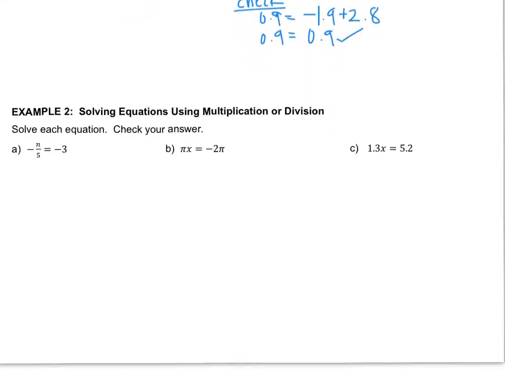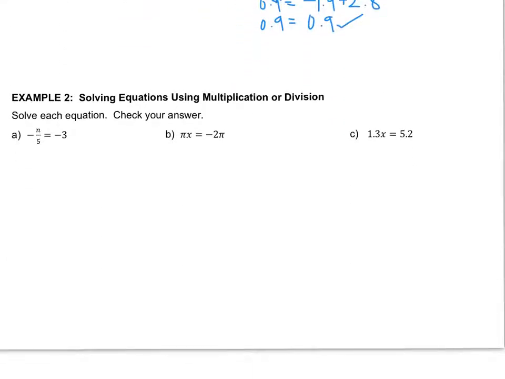Now, example 2 is very similar, but we're using multiplication or division. So again, you say to yourself, self, what operation do I have? Well, if we're looking at letter A, the operation that I have is division. This is just a negative sign. It just represents a negative number. It's not an operation. It's not subtraction because there's nothing in front of it. So it's just a regular old negative sign. But the operation here is this fraction bar, which represents division. So you say, what is the opposite or inverse of division?